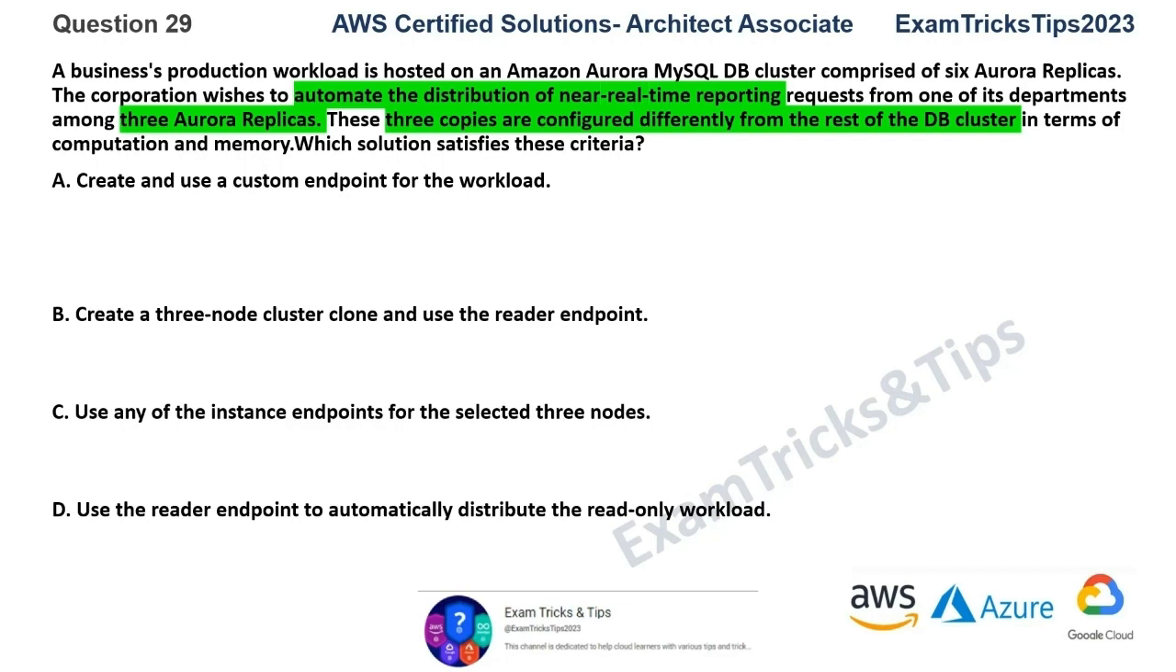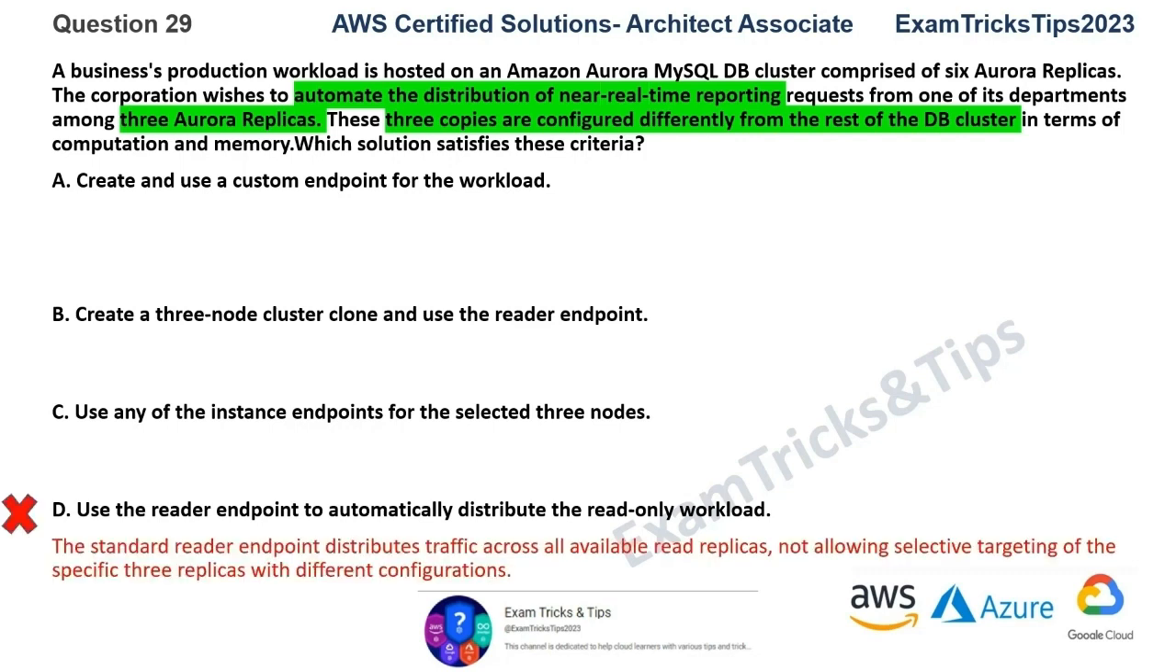So suppose you have, in this case, six read replicas, and if you create a reader endpoint and you get a reporting application request, then it will distribute across each of the DB instances depending on which is not heavily loaded, just to load balance all the requests. But what we want here is to send near real time reporting requests to a specific set of DB instances, and that's not possible using this. So with this particular option, we won't be able to route the read traffic to the three copies which are configured differently from the rest of the DB cluster.